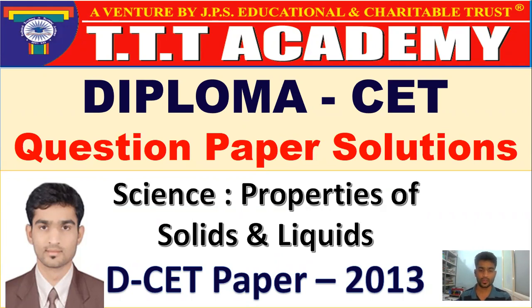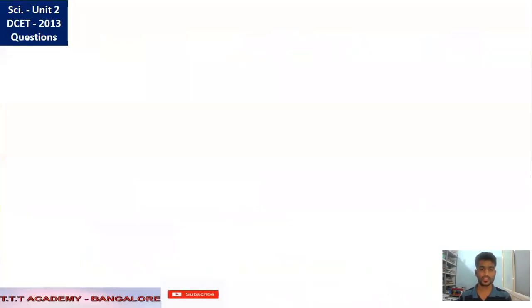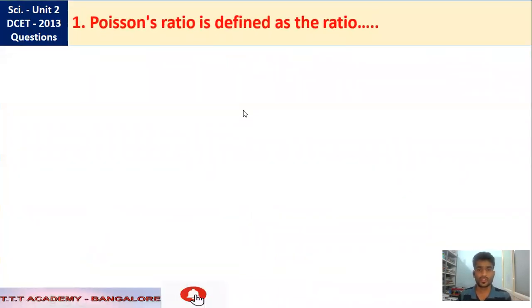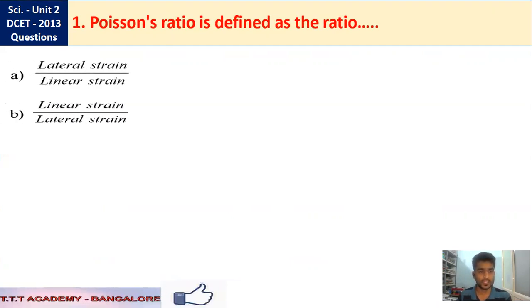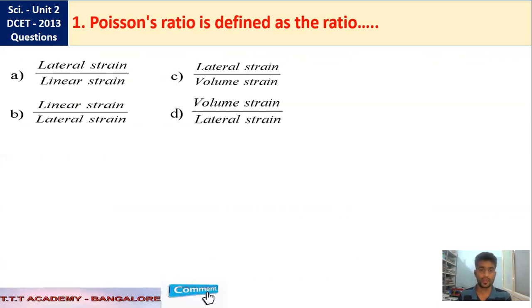In this video, I'm solving the DCET 2013 question paper, science questions from the properties of solids and liquids chapters. Dear students, very first I'm going to start with a question. Poisson's ratio is defined as the ratio of dash. We have four options: lateral strain by linear strain, linear strain by lateral strain, lateral strain by volume strain, and volume strain by lateral strain. So if you know the lateral strain, then you can easily find the right option.